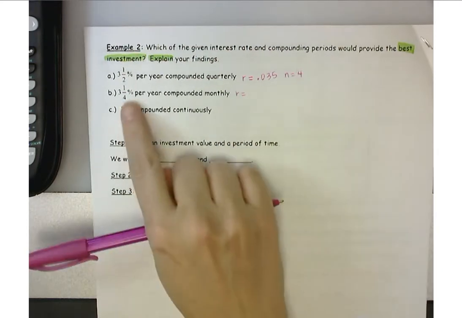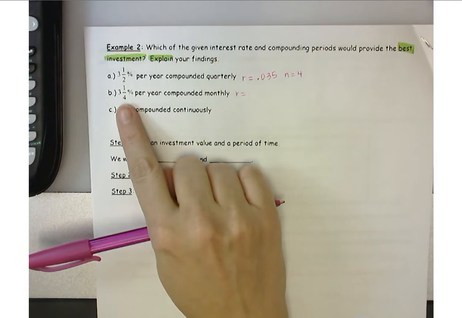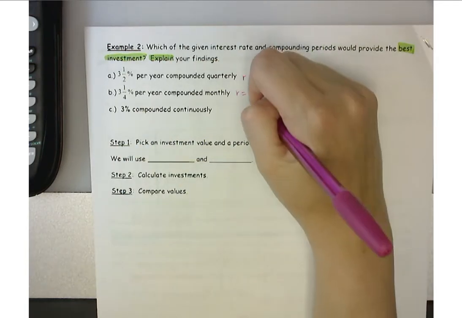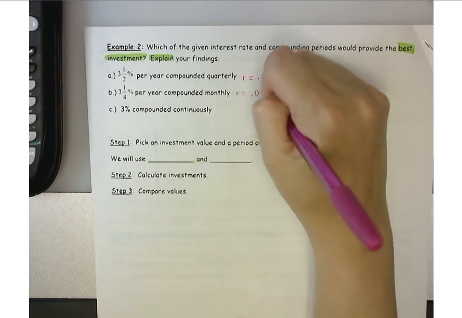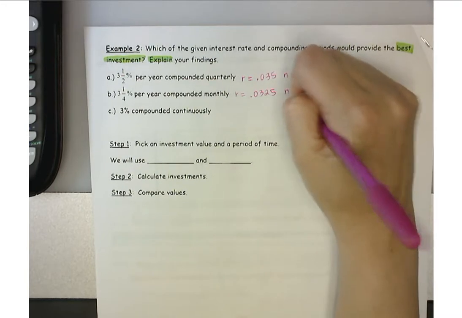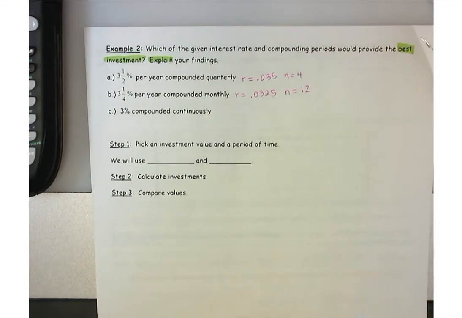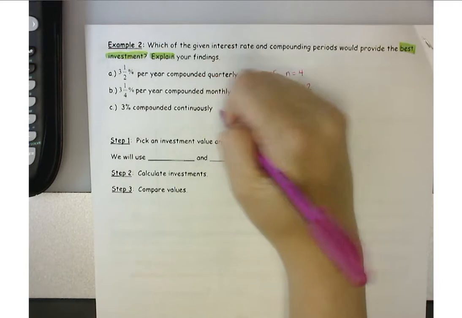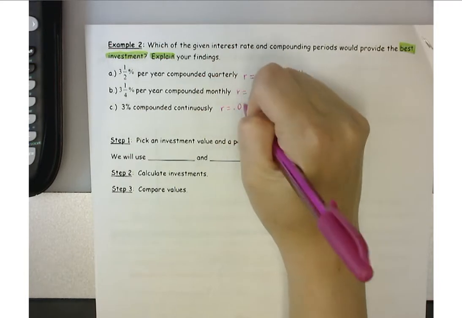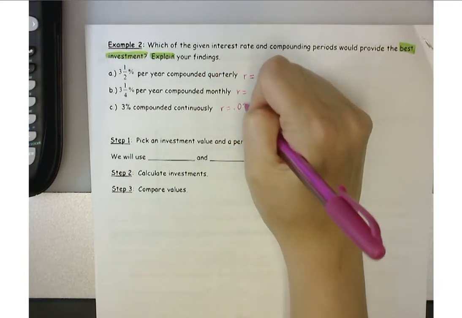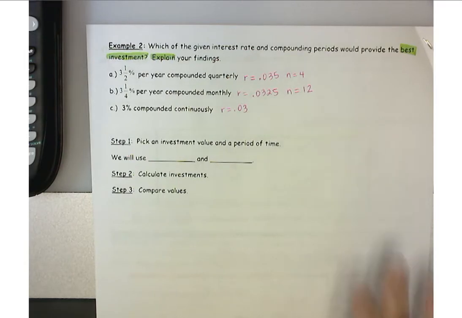Okay, so 3 1/4 is 3.25. So as a decimal, it would be 0.0325, compounded monthly. 12 months in a year. Compounding continuously, all we need for this is the rate, because we're going to use e.